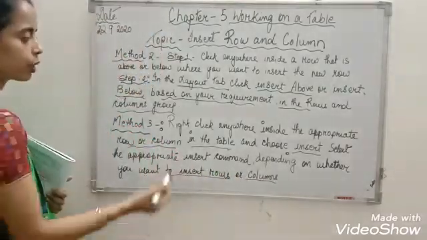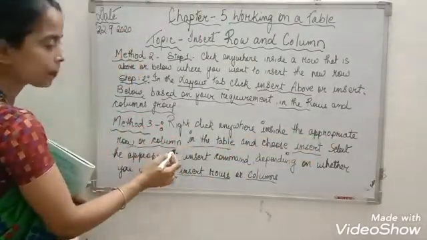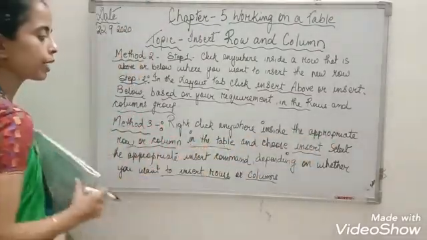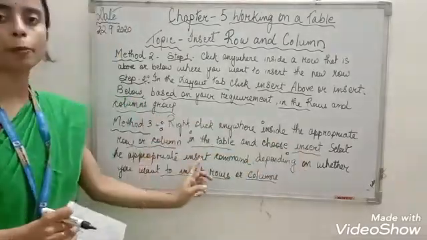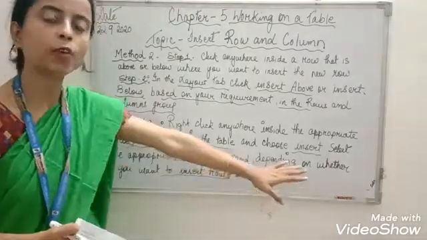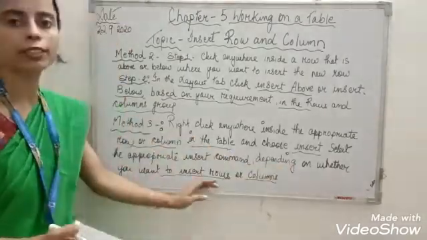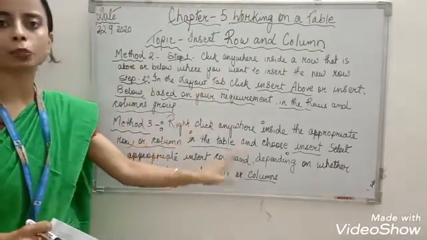So what you have to do here is right click anywhere inside the appropriate row or column in the table. Right click anywhere and choose Insert. Select the appropriate insert command. You select it, and how much you want depends on whether you want to insert a row or column.